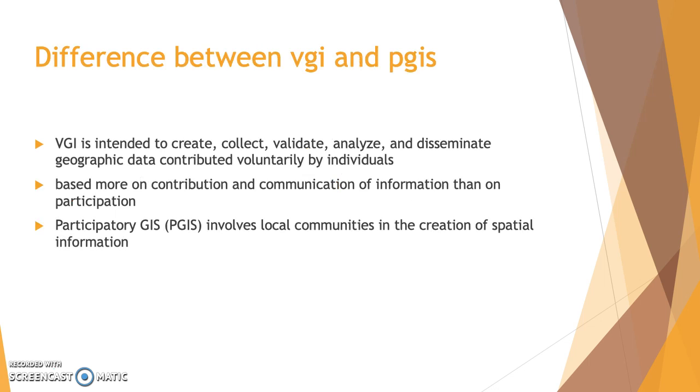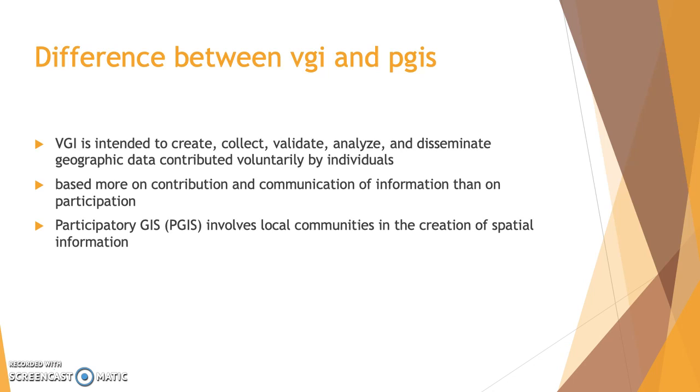So the main difference is between VGI and PGIS, which is participatory GIS. VGI is intended to create, collect, validate, analyze, and disseminate geographic data contributed voluntarily by individuals. The key word is individuals. It is based on contribution and communication of information rather than on participation.